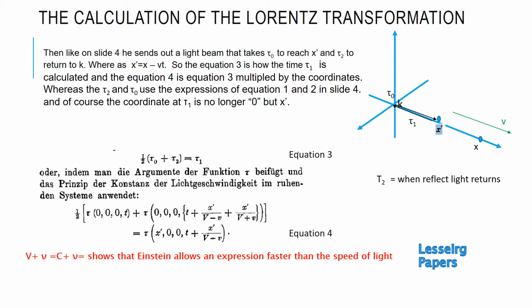Okay, then we go to his next equation, which is basically equation 3, and then he multiplies that by the coordinates. You can see tau 2 is, of course, the signal going to x apostrophe and the signal going back, as in equations 1 and 2. Now you would expect that T1 would be the equation equal to equation 2, which would have the c minus v, or capital V minus c.